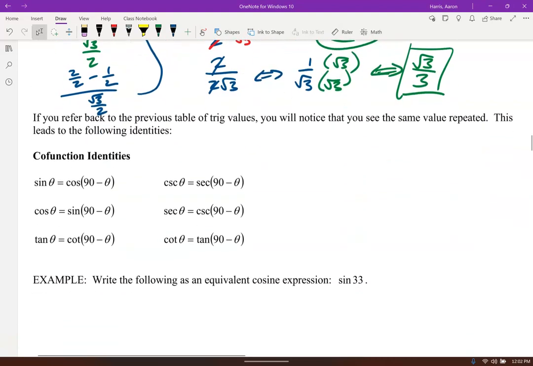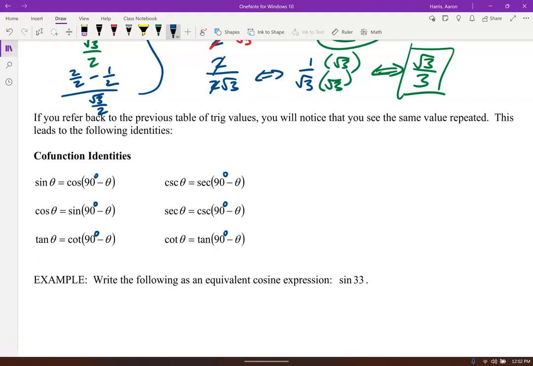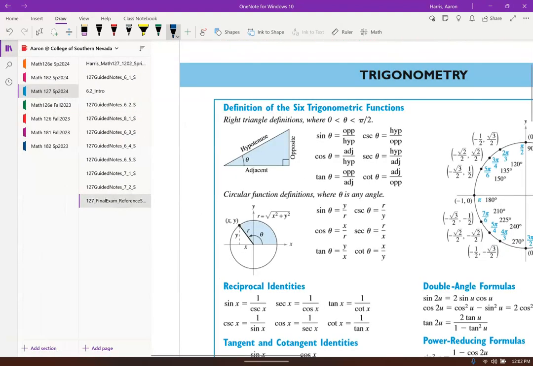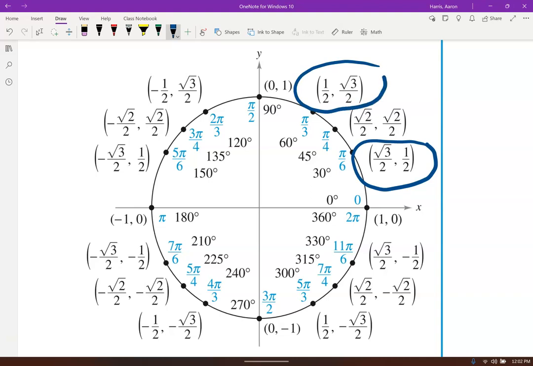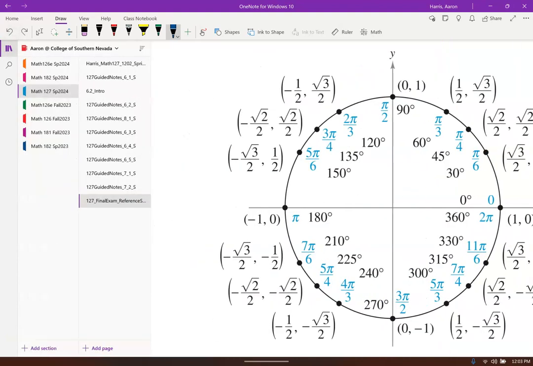Now we've got some cofunction identities, and where do these come from? By the way, these should have little degrees on them. Sine of 90 degrees minus theta. Let me look at the unit circle here for a second. Let me pull this up, blow this up. Do you notice how these are repetitive? Like at 30 degrees, you see how that one and that one, they just are flipped around, right? So let me come back to here.